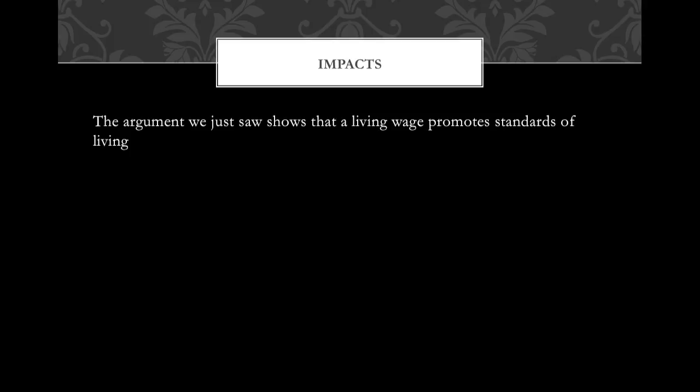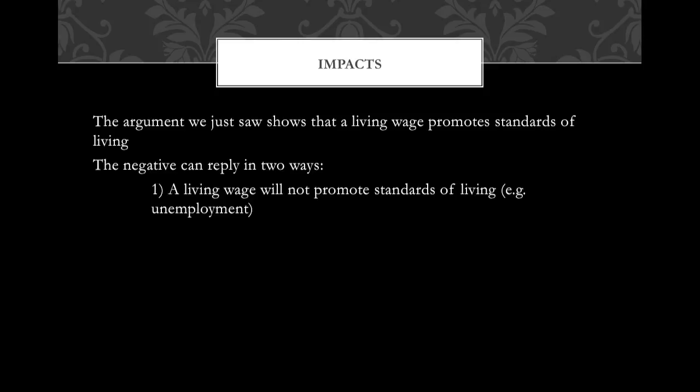Now, obviously, the negative debater isn't just going to accept their opponent's arguments and say, yeah, I think a living wage is good. Instead, they're going to reply. There's two general ways that the negative debater can reply to that argument. The first is that the negative debater could argue that a living wage won't promote standards of living, or happiness, whatever. For one example, they might say, a living wage will actually cause unemployment, which is really bad because it's better to have a bad job than no job, so it's actually going to hurt standards of living.